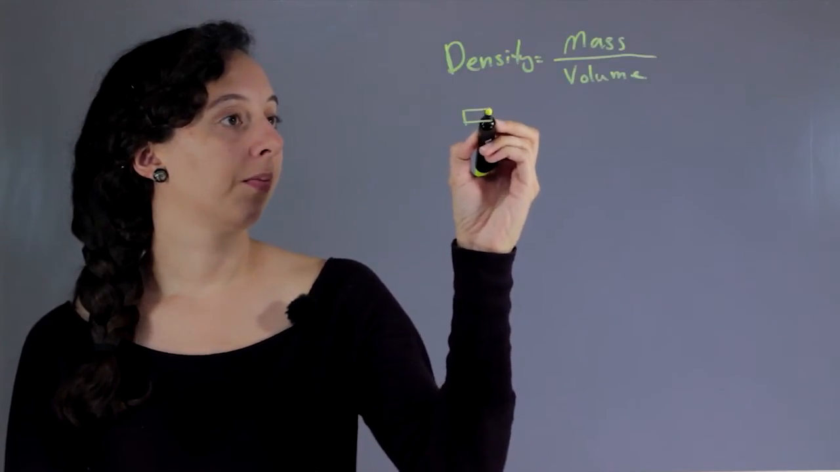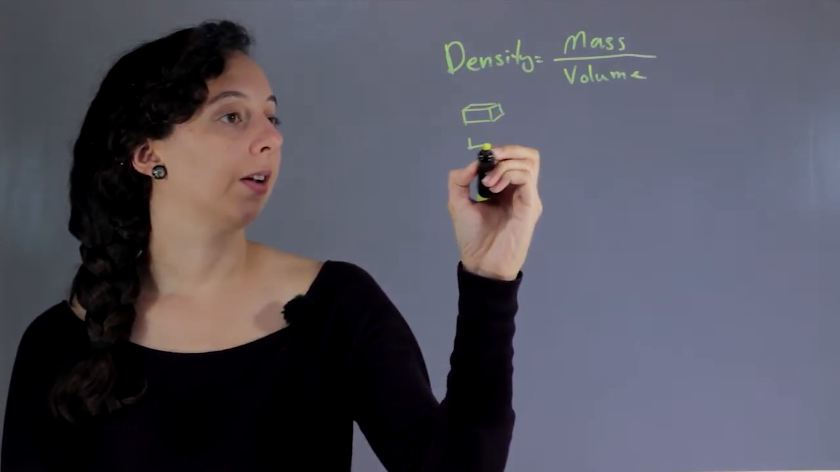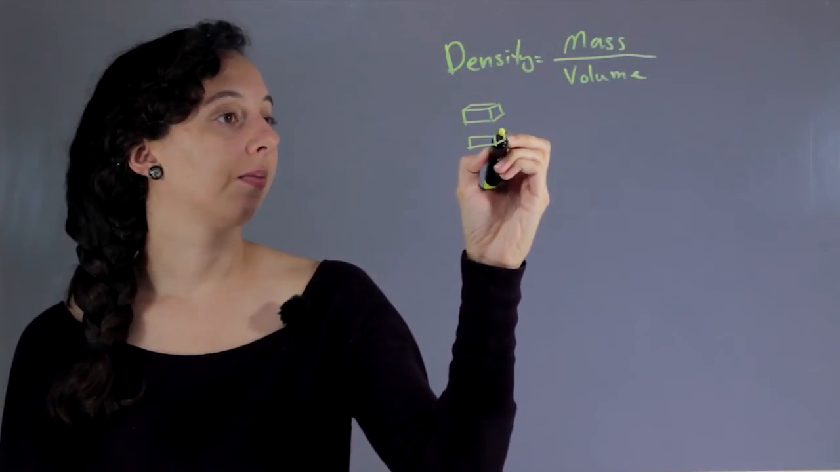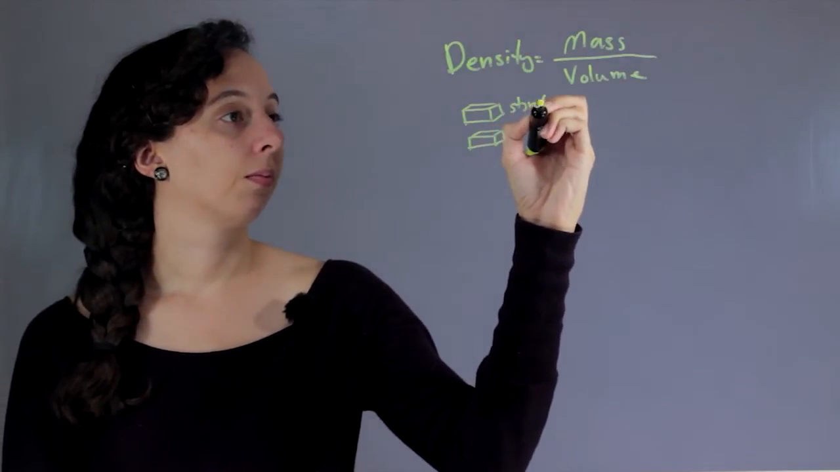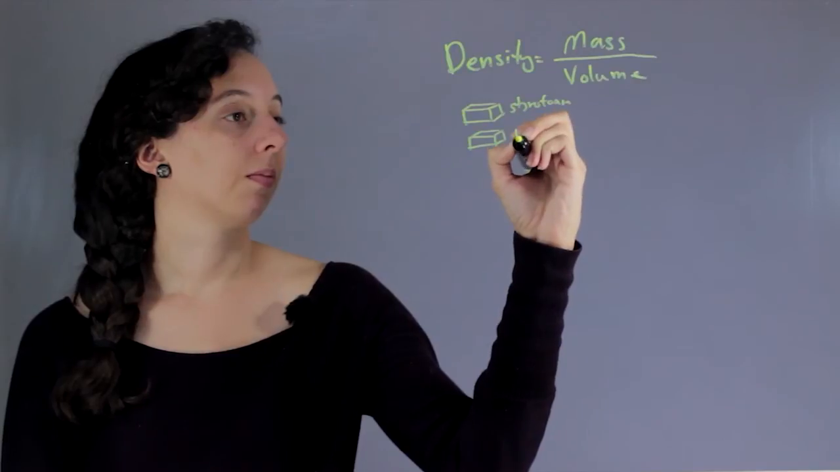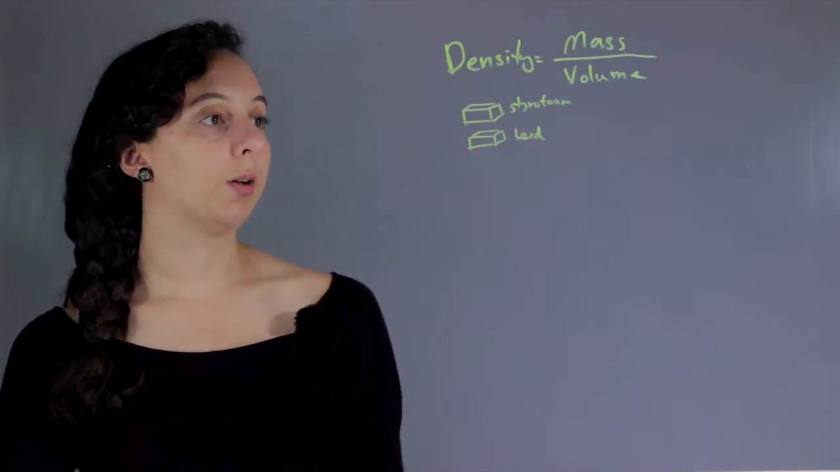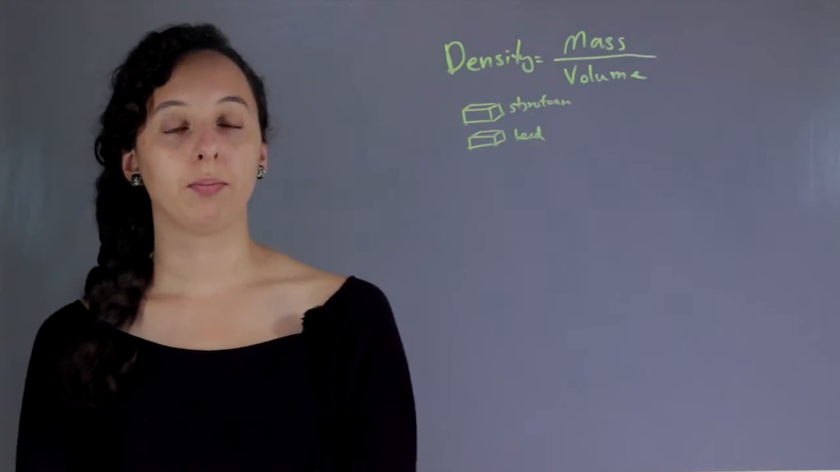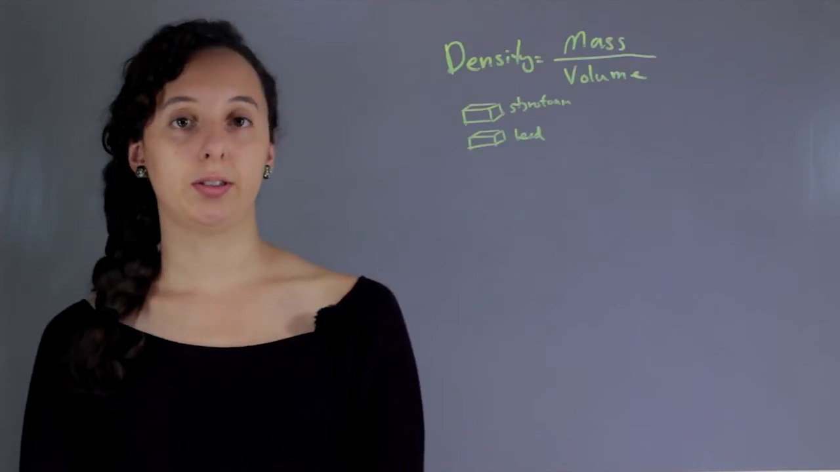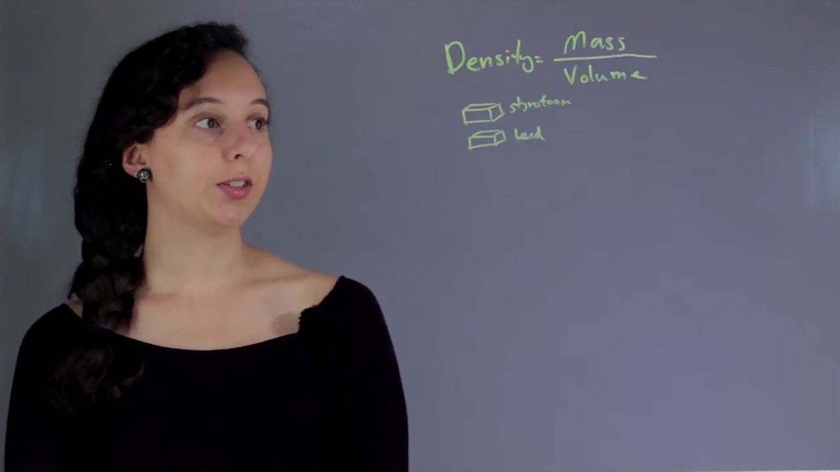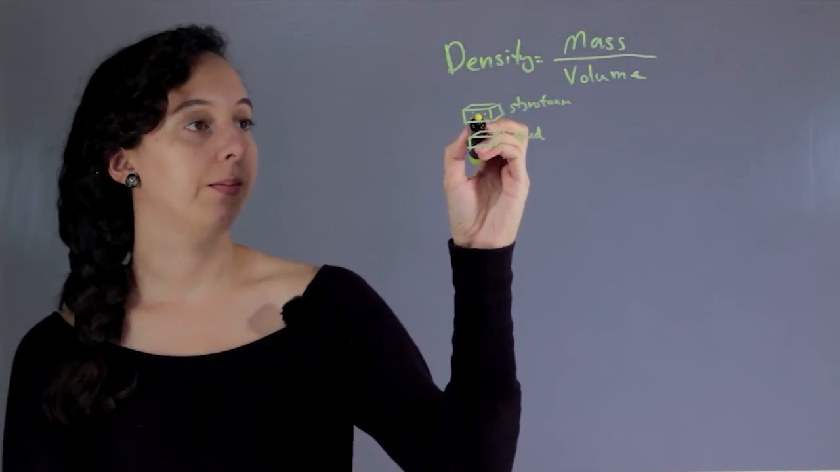a brick of styrofoam and a brick of lead. Instinctively, we know that that lead brick is going to weigh a lot more. But in this case, both of these things are the same size. And so the scientific way of expressing that is to say the lead is more dense than the styrofoam.